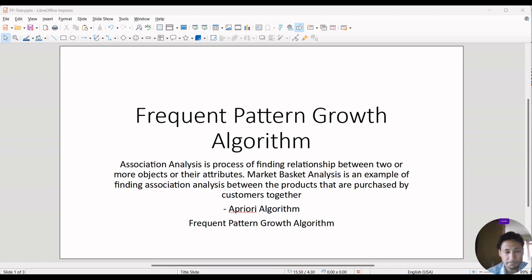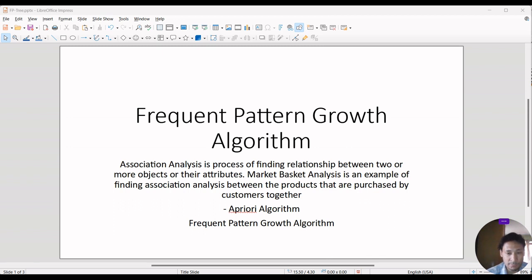Hello everybody. In this video I'll talk about frequent pattern growth algorithm. This algorithm is used for finding association between objects. Association analysis is the process of finding a relationship between two or more objects or their attributes. Market basket analysis is an example of finding association analysis between the products that are purchased by customers together.